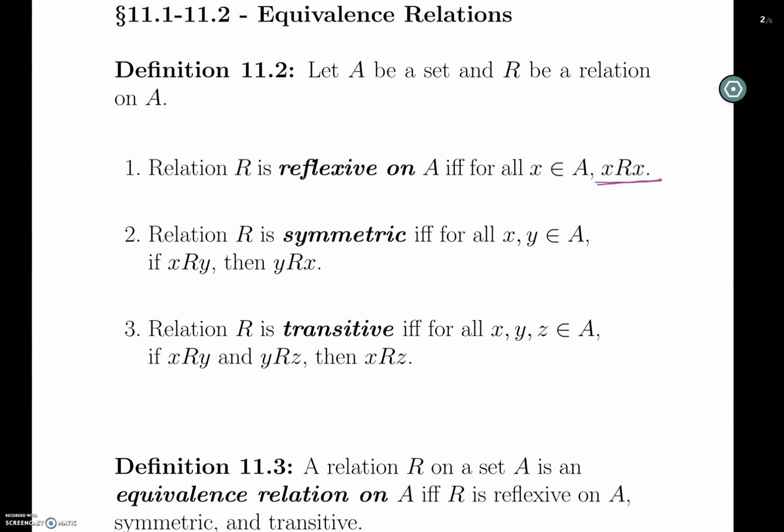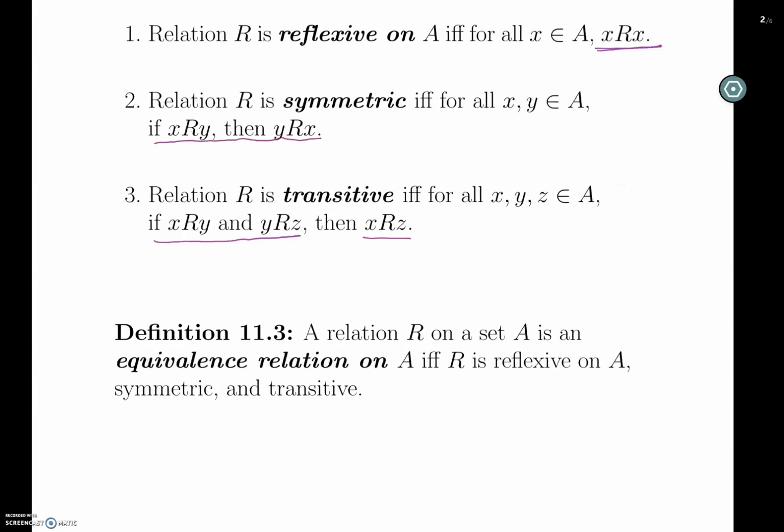If you recall, we noted that our relation is reflexive if x is related to x for each x. We noted that it was symmetric if x was related to y, then y must also be related to x. And it was transitive if x was related to y and y was related to z, then x would be related to z. If our relation is reflexive, symmetric, and transitive, we call this an equivalence relation on A. So now let's look at a couple of relations and see which of these properties hold.